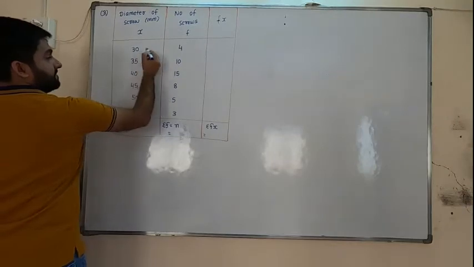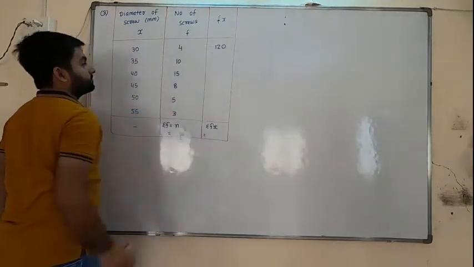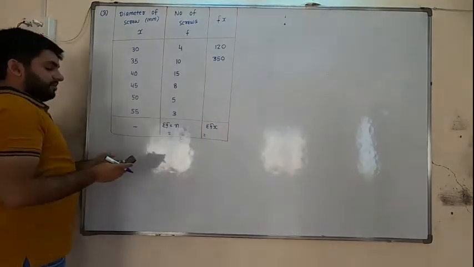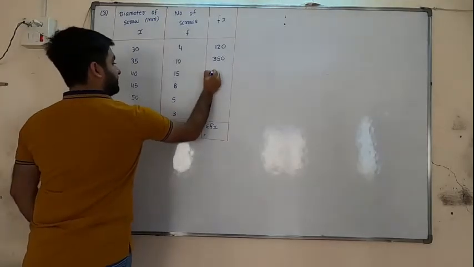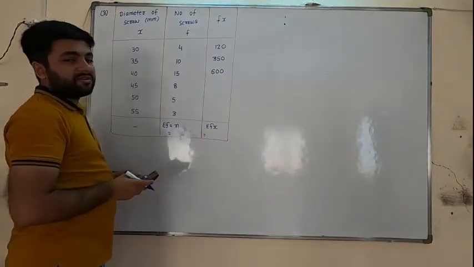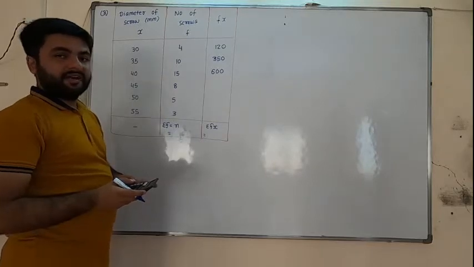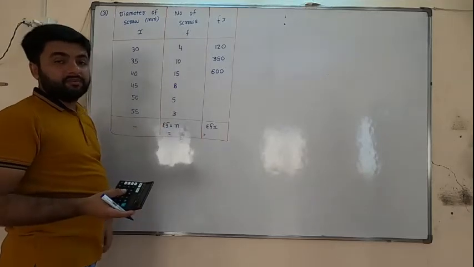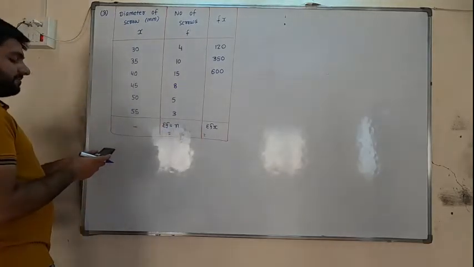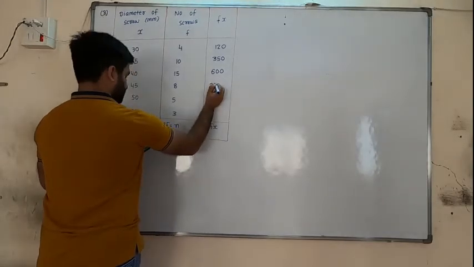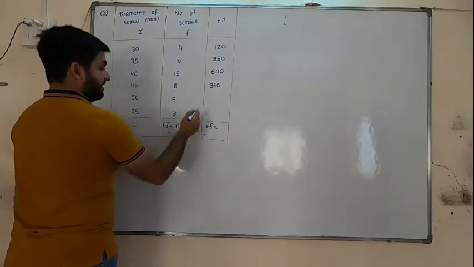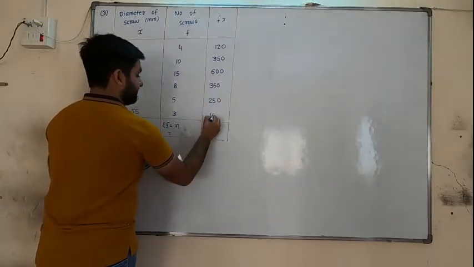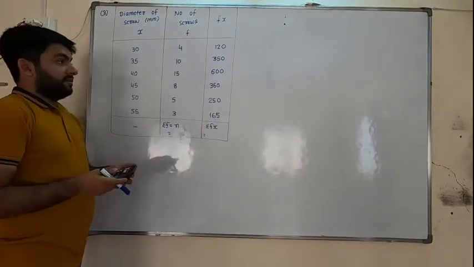Now fx means multiplication of both of these. So 30 multiplied by 4 is 120. 35 into 10 is 350. 15 into 40 is 600. Use your calculator, because in standard text you are not having the habit. Whether you know or don't know, I was knowing this, but still I have done it to avoid mistakes. 45 multiplied by 8 is 360. 50 into 5 is 250. And 55 into 3 is 165.